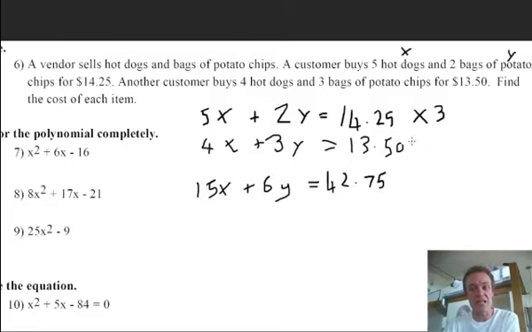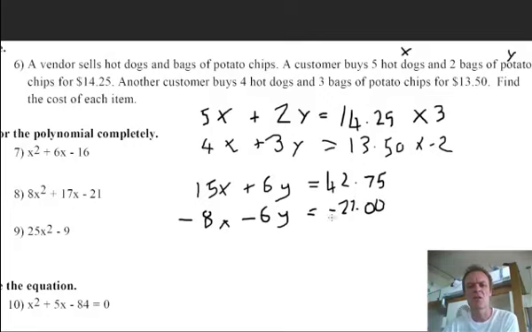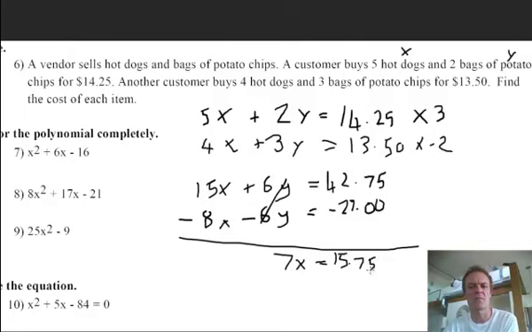I'm going to multiply this second equation by negative 2. This will give me negative 8x. Here's why I did it. Look, negative 6y. The y's will go when you add them. And that's going to give 2 times 13.50 with a negative, $27. So when I add these together, the y's are gone. I'm left with 7x on the left. And the right is $15.75, subtracting 42.75, take away 27.